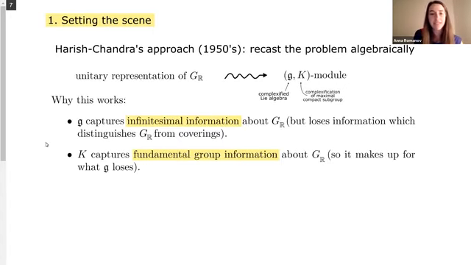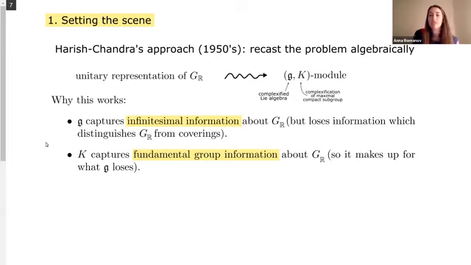And very roughly, the reason why this works, at first it seems like it shouldn't work, that these two processes are losing information about the representation we care about. But actually, it does work because the Lie algebra captures infinitesimal information about the group, but it loses all the information that distinguishes the group from any of its coverings. But then the maximal compact captures fundamental group information about the group we care about because it deformation retracts onto its maximal compact subgroup. So it exactly makes up for what the Lie algebra loses.